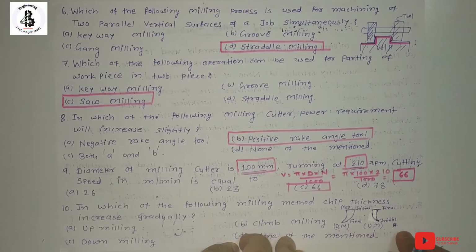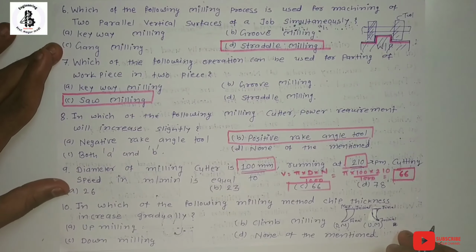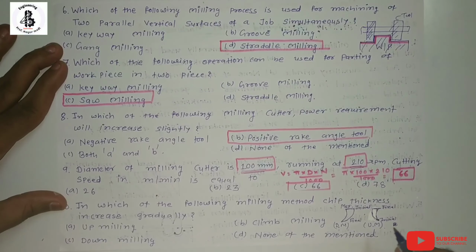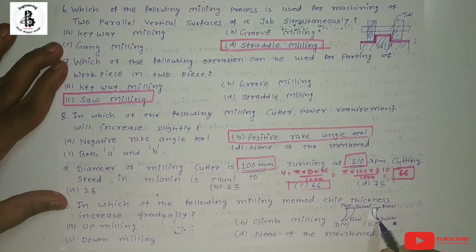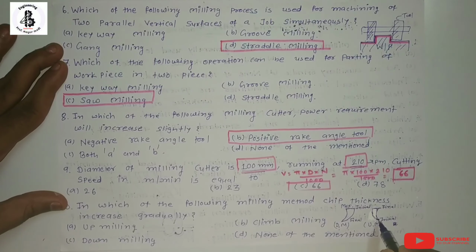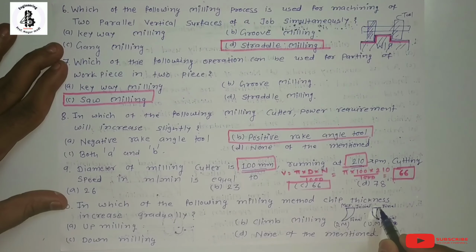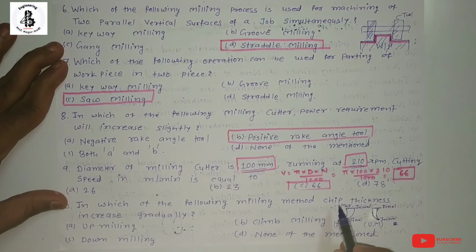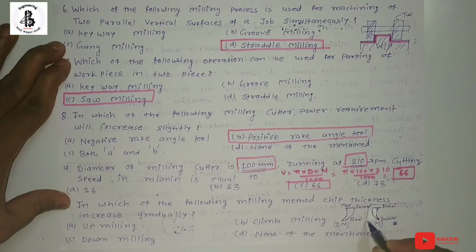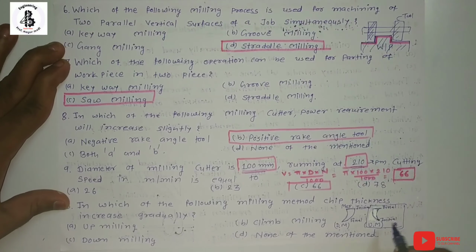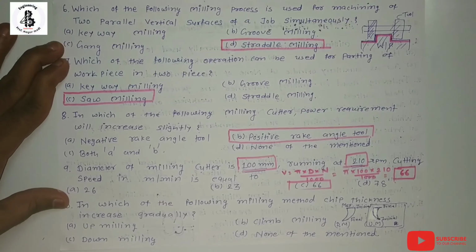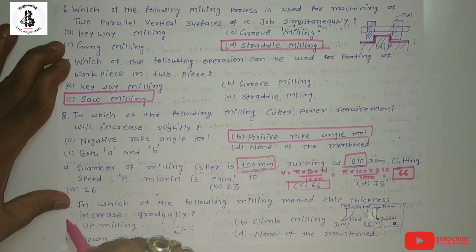So at the end of the up milling process, there will be the requirement of a larger amount of cutting force. So basically for the up milling process, initially there will be a small thickness of the chips, but gradually it will increase. So the question here is, in which of the following milling method chip thickness increases gradually? So this is for the up milling process. As initially it will be the minimum, at final it will be the maximum. So the right answer is up milling process.